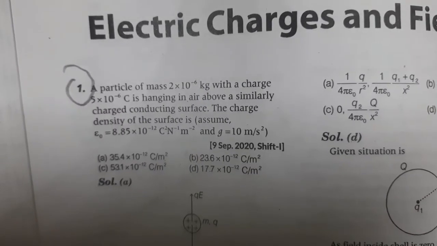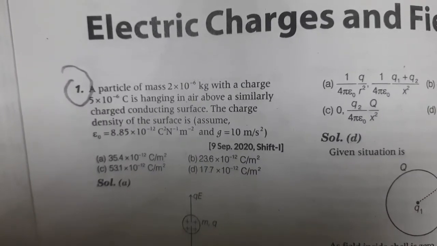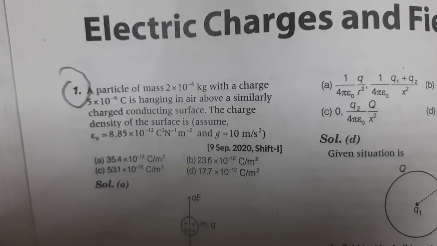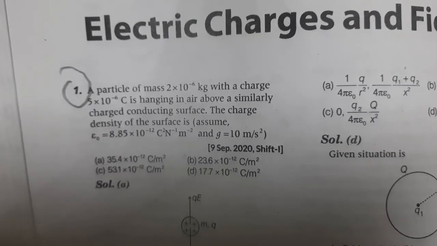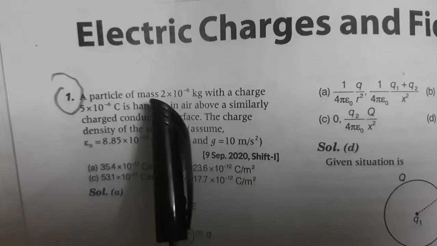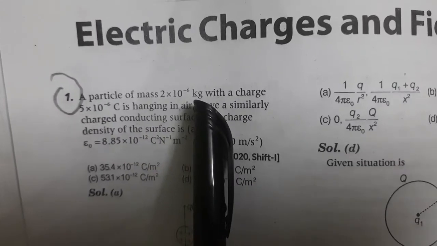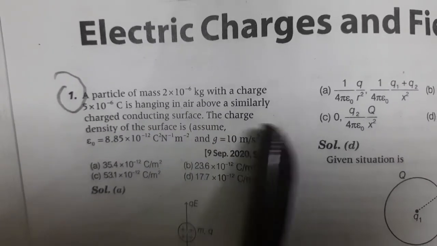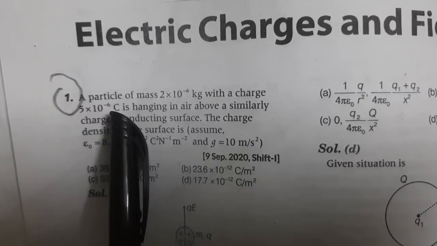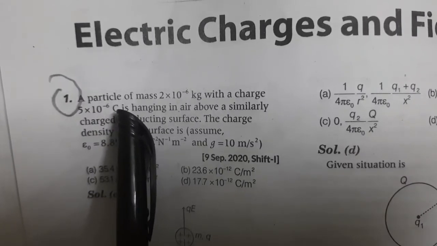Today we are going to discuss electric charges and fields previous year's problems. Look here, one problem they have given. A particle of mass 2 into 10 to the power of minus 6 kg with a charge of 5 into 10 to the power of minus 6 coulombs they have given.